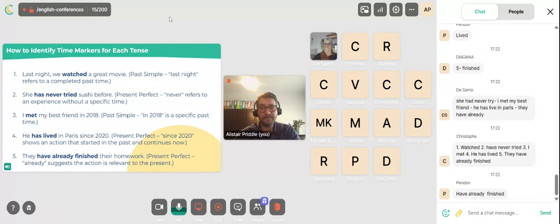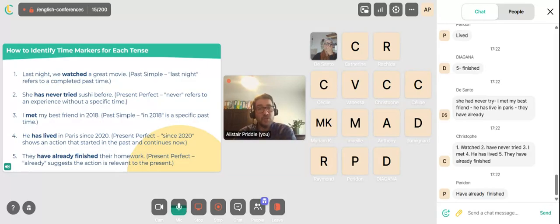So, number 1. Last night we watched a great movie. This is the past simple because we have last night. This refers to a completed time in the past. Last night we watched a great movie.